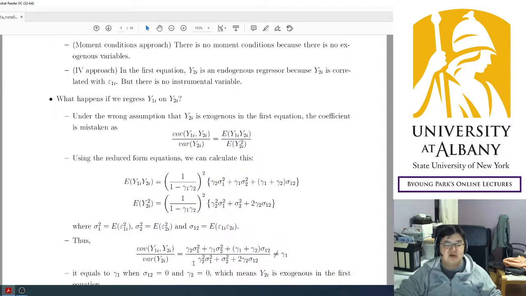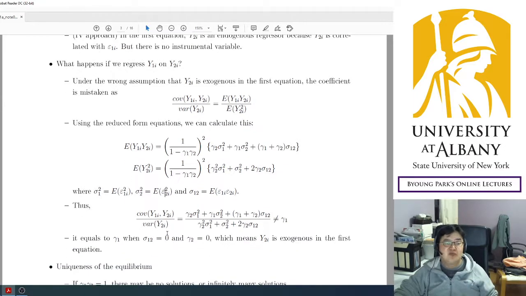And it's something totally wrong, totally different. I don't know what it means. It doesn't mean anything. It's nothing. So there will be some correlation between y1 and y2, but it does not capture either gamma 1 or gamma 2. So the equality holds only under a very specific case, especially this.